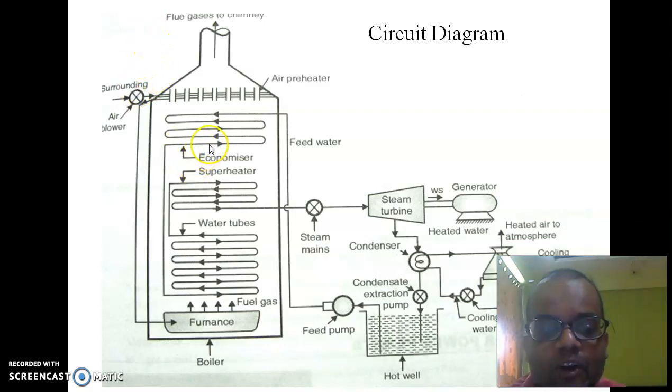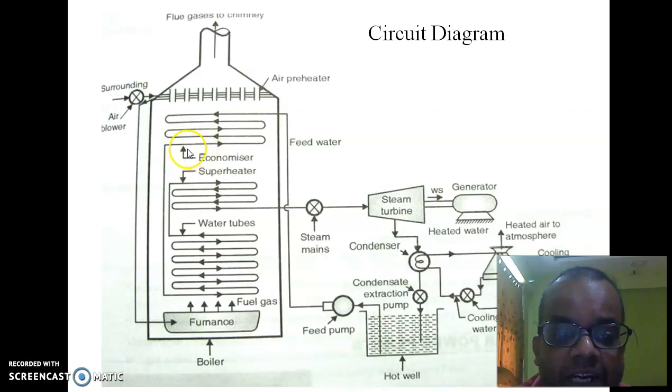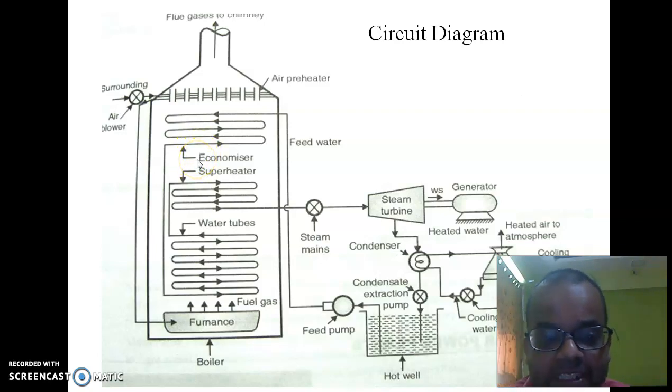Now what is the function of an economizer? An economizer is a component where we convert the cold water into preheated water. Suppose when we are taking water to convert into steam in a boiler, if we take somewhat preheated water rather than cold water, what will happen? The time taken by that preheated water to convert into steam will be less. The amount of energy required will be less. So that will increase the overall efficiency.